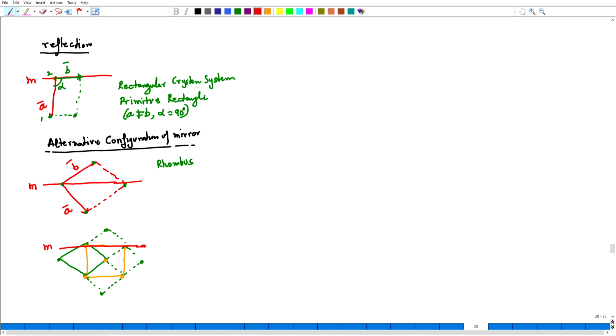This vector is A, this out here is vector B, this angle is alpha, which is 90 degrees. So, I have a unit cell where A is not necessarily equal to B, and the two vectors are orthogonal to each other. So, I would call the crystal system for this again the rectangular crystal system.